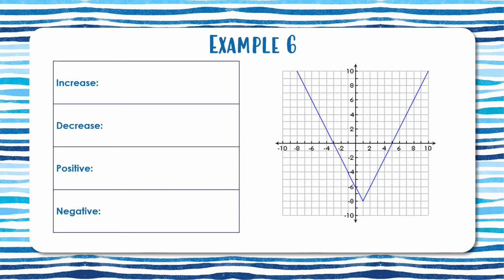For our last example, we're going to be looking at what's called an absolute value graph. It is very similar to a quadratic because it has that same sort of shape, except for this is a V instead of a U, but its properties are similar to that of a parabola.